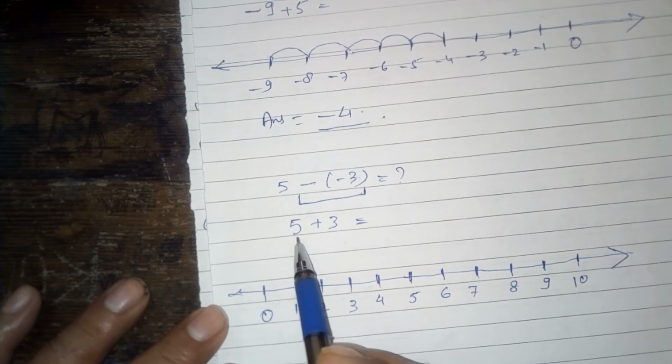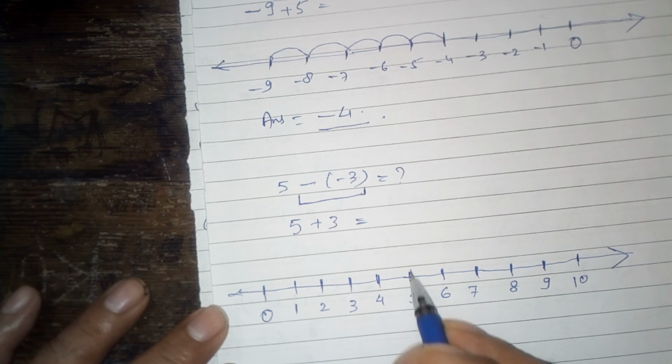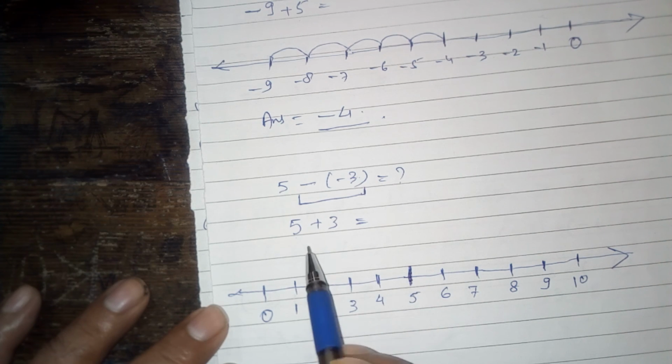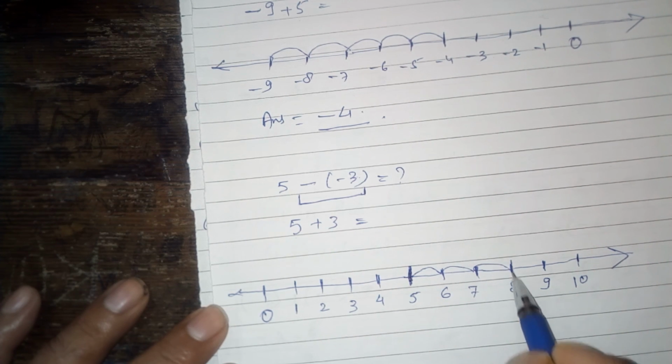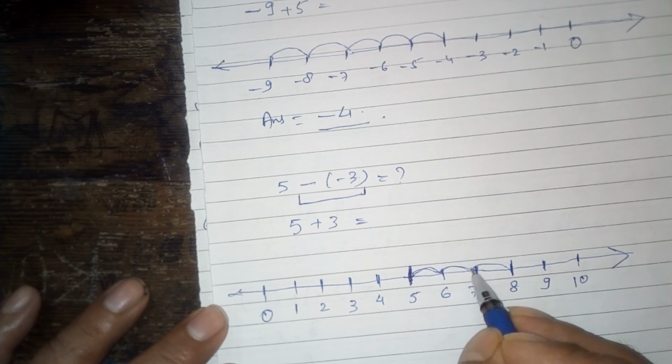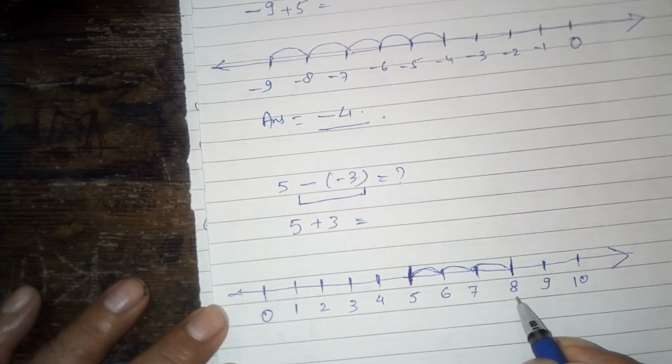First digit is 5, so this is 5. Then from 5 we will move 3 steps to the right side of 5. Look here, it is first step, second step and third step. After 3 steps you will reach the point 8.